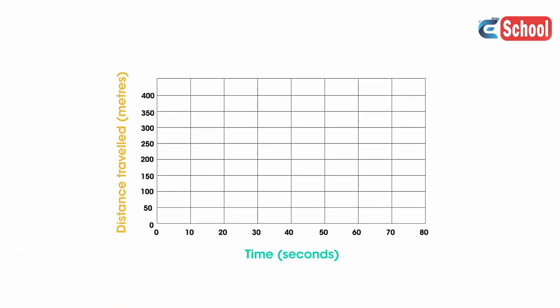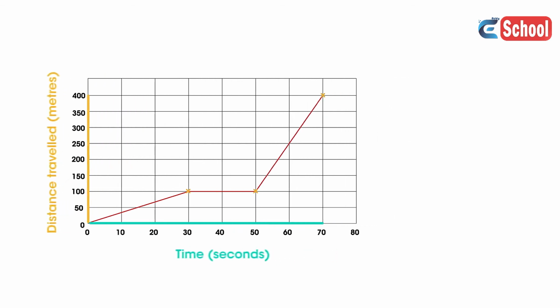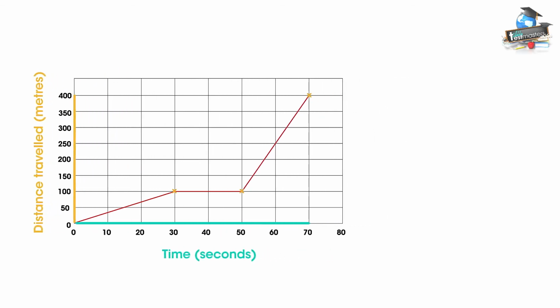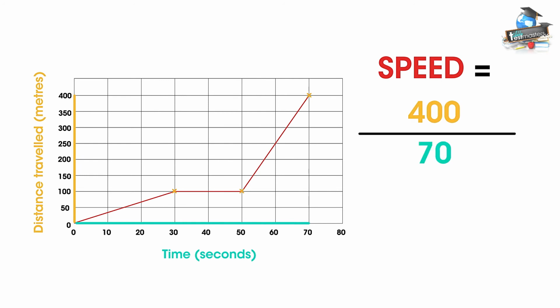Calculations such as these can also be taken from a distance time graph, such as this one, as you can see here. To calculate the average speed, our method remains exactly the same. We calculate it by taking the total time and total distance travelled from the graph. This means that on this graph, the average speed will be 400 meters divided by 70 seconds, giving us 5.7 meters per second.